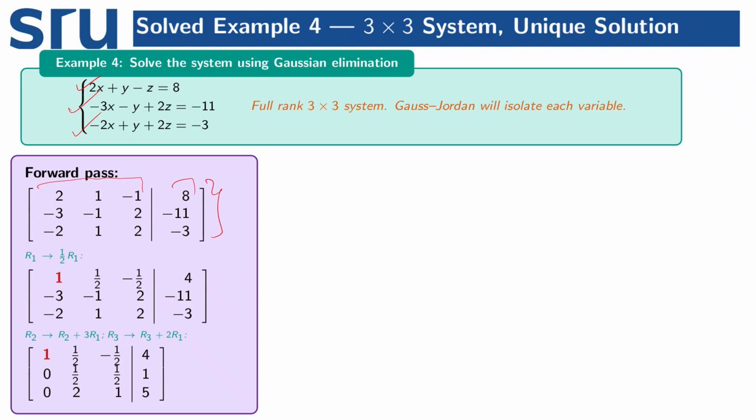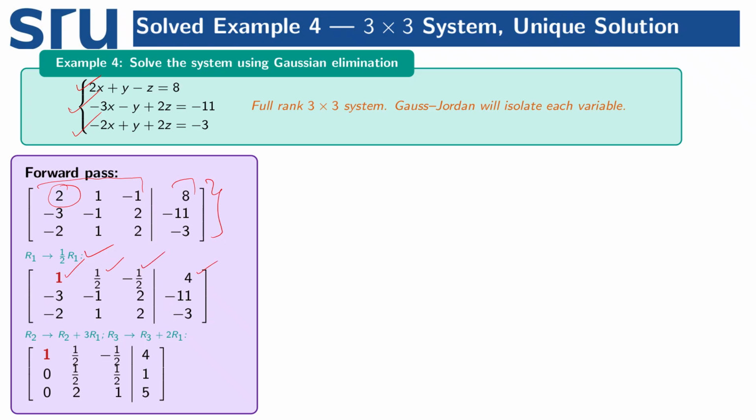Then we make the first pivot equal to 1. This 2 here should be equal to 1, so that the calculations become easy. So we multiply row 1 by 1 by 2 times row 1. We multiply row 1 with half, basically. So this will become 1, this is half, and this is minus half, this becomes 4.